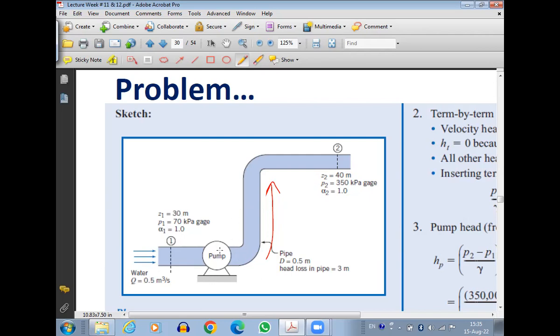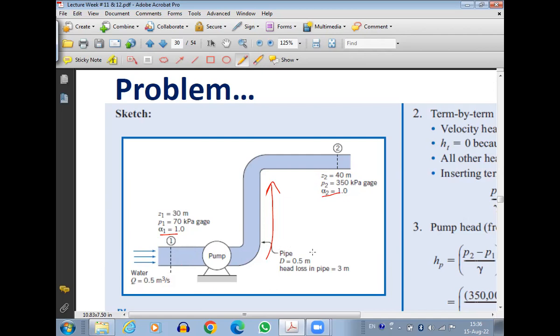Here, at the entry of the pump, the pressure is about 70 kilopascal, and at the top elevation, the pressure will be about 350 kilopascal gauge. So we have the inlet and outlet pressures, and we have the inlet and outlet elevation heads. It is mentioned that alpha 2 equals 1 and alpha 1 equals 1. This is just to show that the velocity is uniform across the pipe. Since this is a pipe flow, there might be velocity variation across the pipe, but we are assuming that the velocity variation is not there. It is uniform across the pipe.